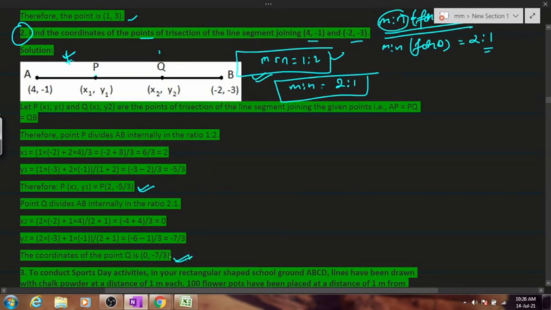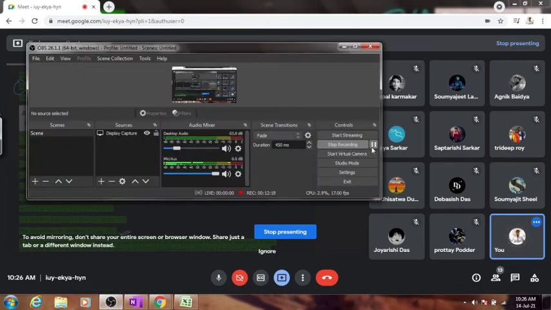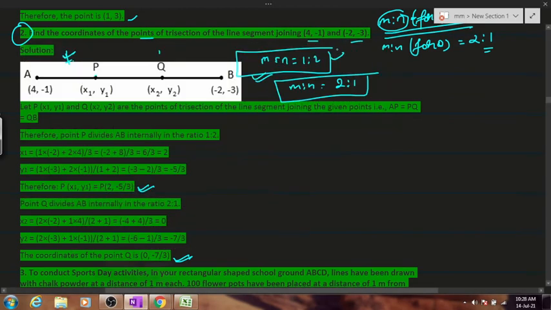How many have completely understood this numerical? I want Gopal to answer. Gopal, did you completely understand this numerical? Take your time and complete P and Q's coordinates. I'll pause the video for you. Chalo then.